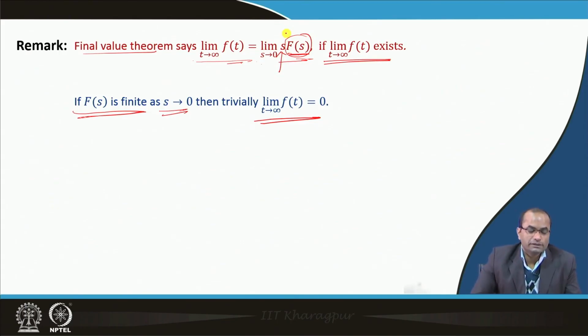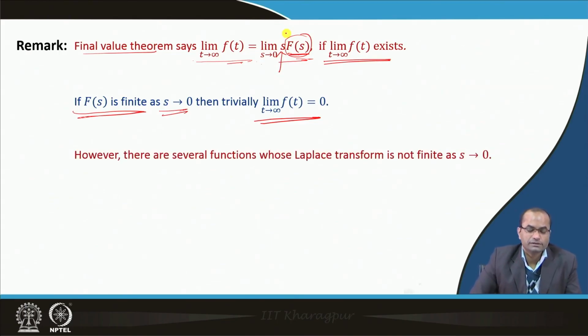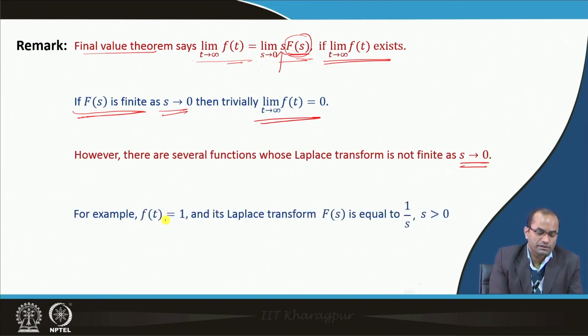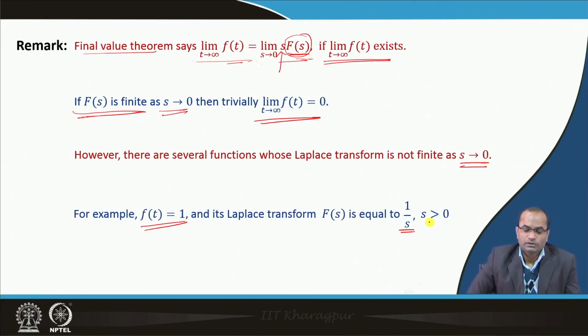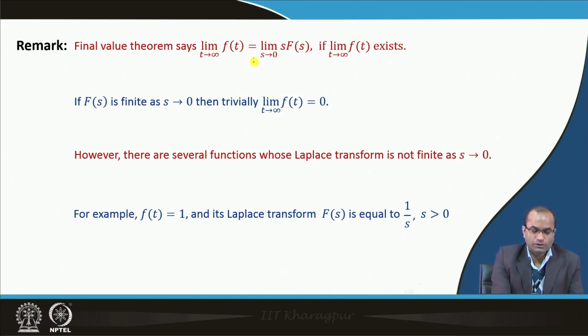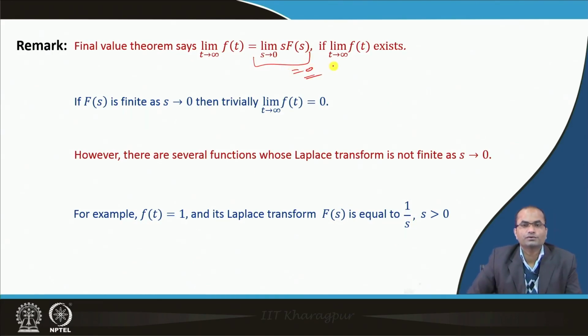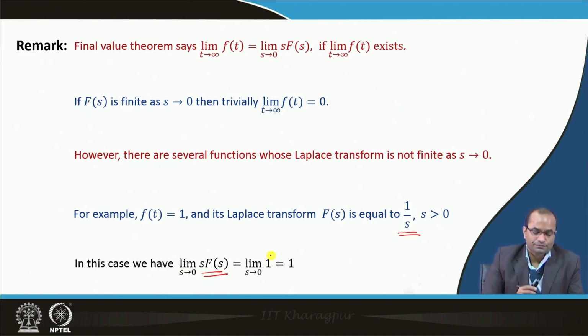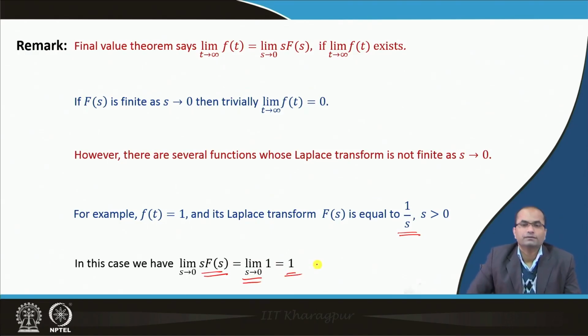But this has meaning because there are many functions whose Laplace transform is not finite as s approaches 0. For instance, if you take f(t) equal to 1 itself, whose Laplace transform is 1 over s, it is not finite as s approaches 0. So, we should not misunderstand that the limit of s F(s) as s goes to 0 will be 0 most of the time. No, for various functions this is not going to be 0. For instance, here we have 1 over s, and s F(s) will be just 1 as s goes to 0. So, the value will be 1, which is indeed the function in this case.